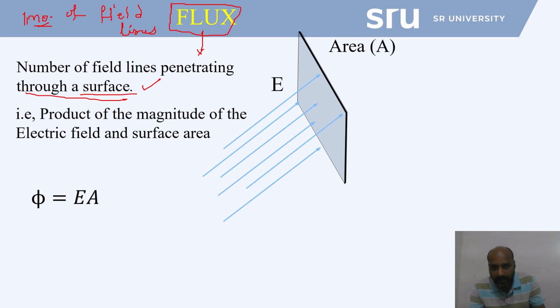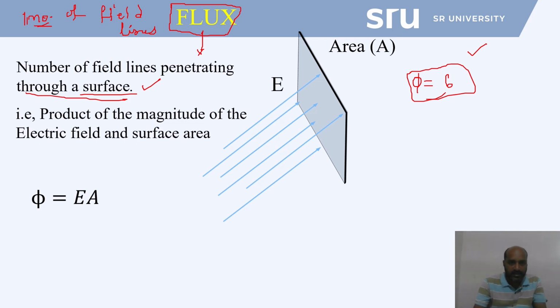See here, let this be the surface, and these are all electric field lines. As per this diagram, the flux will be equal to how many? One, two... six. This is six. But mathematically, as per the definition, the equation will be electric field intensity into A. This is the product of E into A.